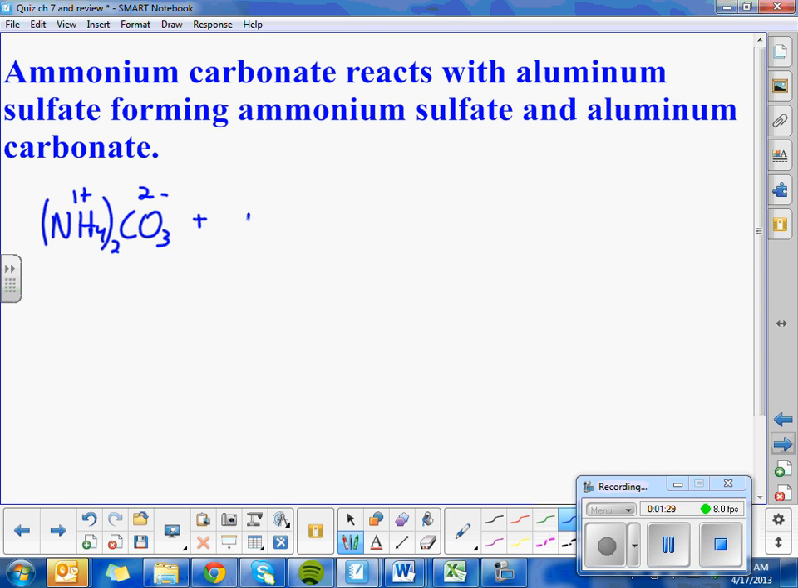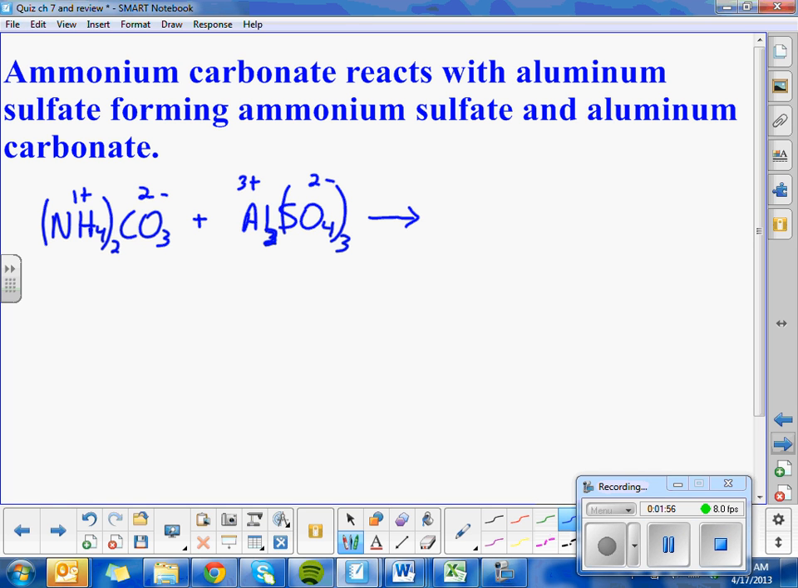Aluminum sulfate. Aluminum sulfate is SO4. Aluminum is a 3 plus. Sulfate is a 2 minus. So we need to crisscross the 3 down here. We need parentheses around the sulfate. Oh, that needs to be a 2, sorry. And we have a 3 there. It says forming. Forming is your arrow, remember. Ammonium sulfate and aluminum carbonate.